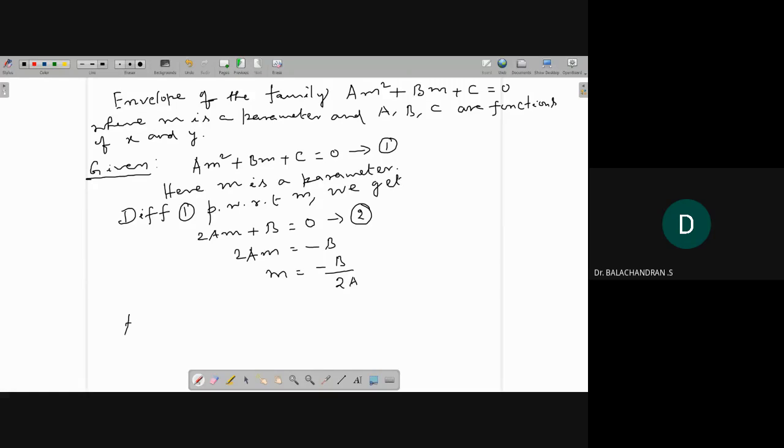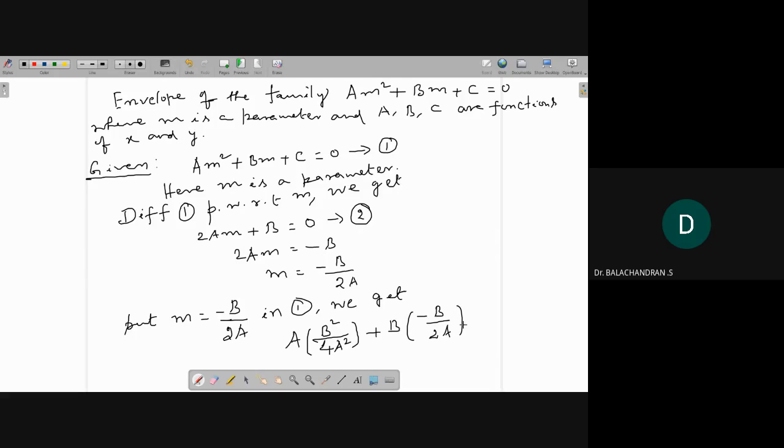Now substitute M equal to minus B by 2A in equation number one. We get A into B square by 4 A square, plus B into M, and M is minus B by 2A, plus C equal to 0.